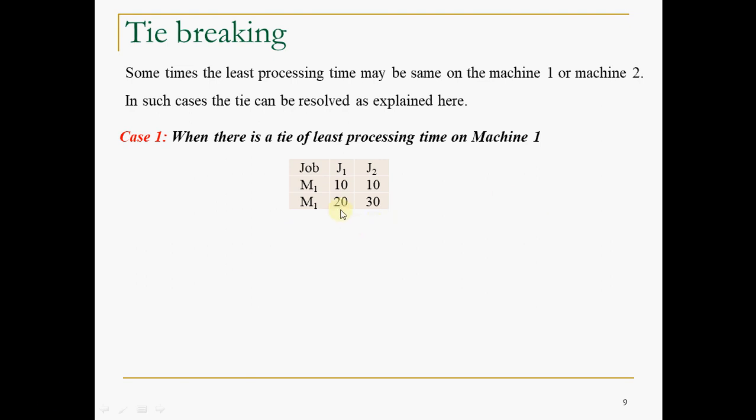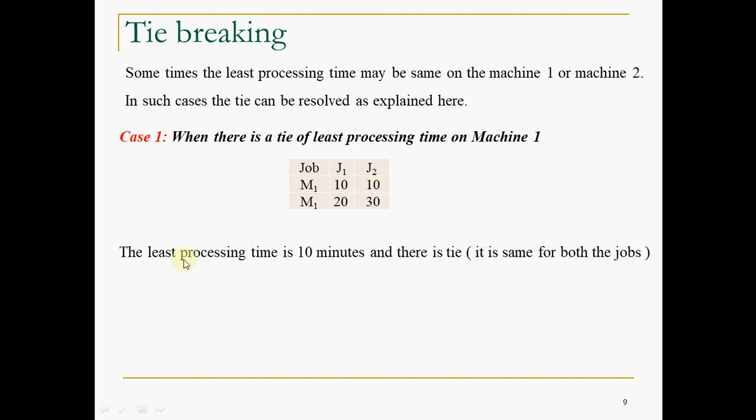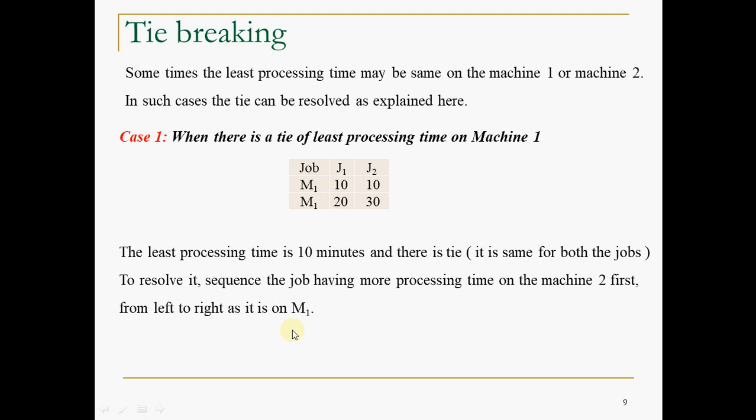So okay, the least processing time is 10 minutes, no doubt. But the least processing time is repeated. In other words, there is a tie. So in such cases, the least processing time is 10 minutes and there is a tie. It is the same for both the jobs now. So to resolve it, sequence the job having more processing time on machine 2.